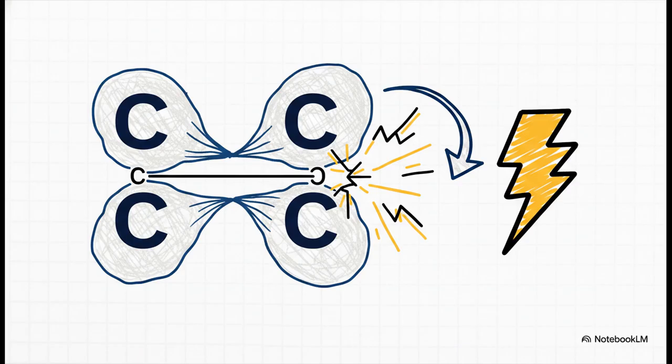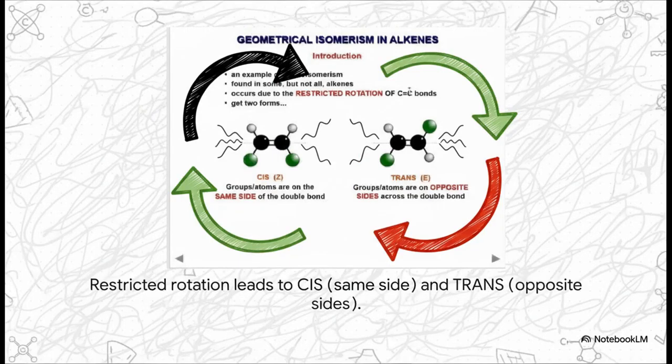See, in order to rotate that molecule, you would have to physically break that pi bond, and that takes a ton of energy, so it just doesn't happen. And this rigidity, this inability to rotate, is what creates a special type of isomerism called geometrical isomerism. This whole no rotation thing basically creates two main forms. Since the atoms are locked down, you can have a cis isomer, where the important groups are on the same side of the double bond, or you can have a trans isomer, where they're on opposite sides. Same atoms, but a completely different arrangement in 3D space.